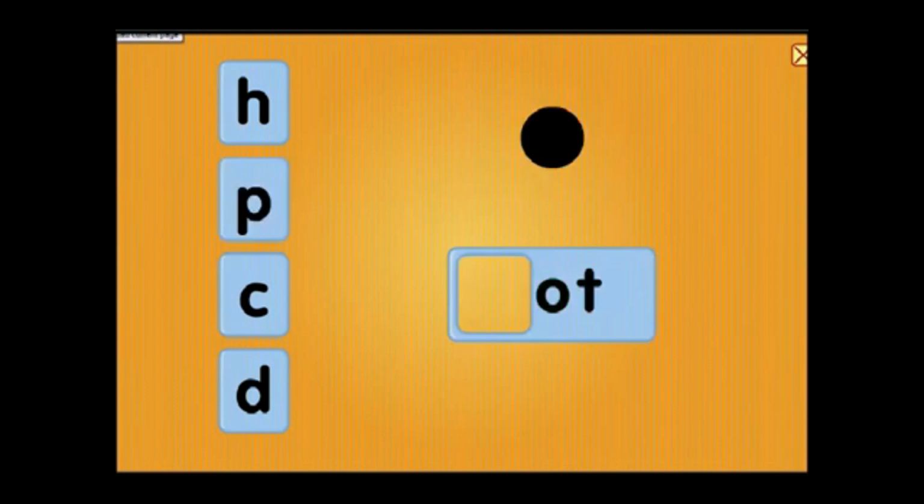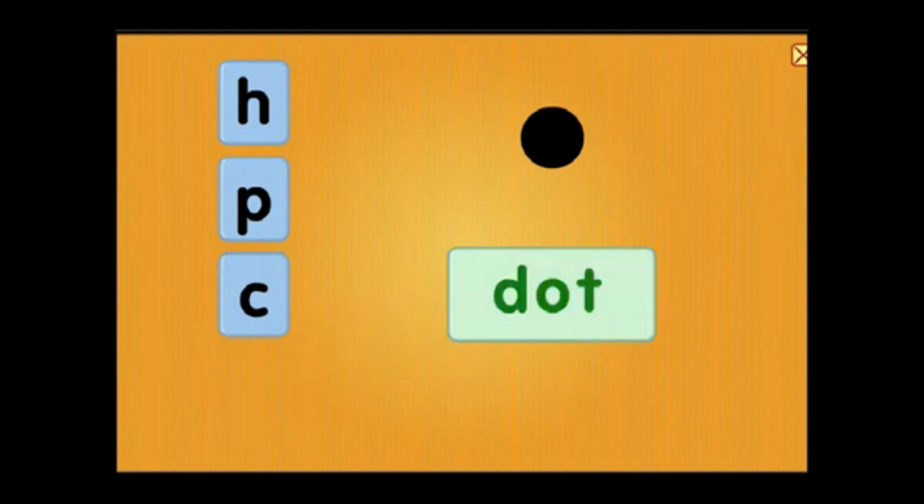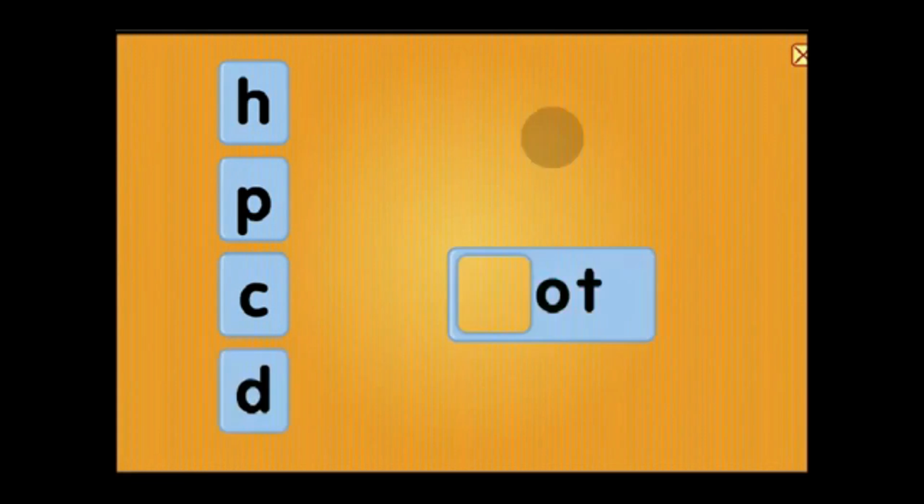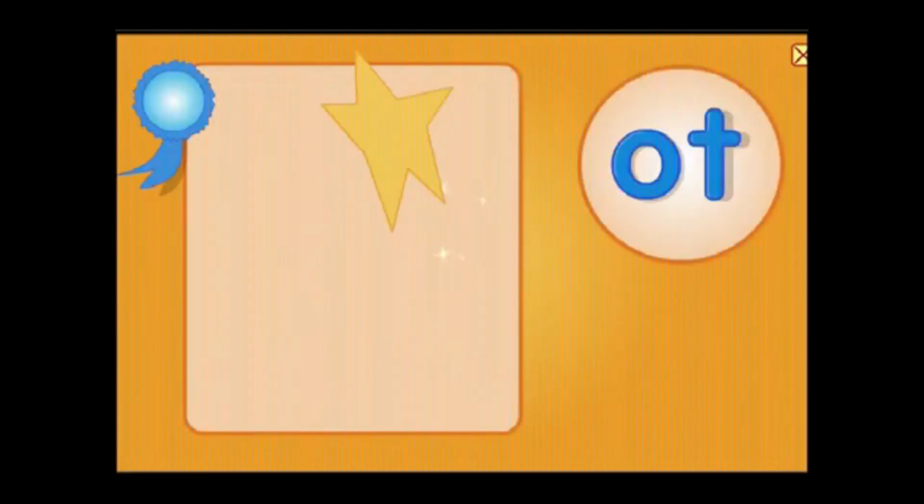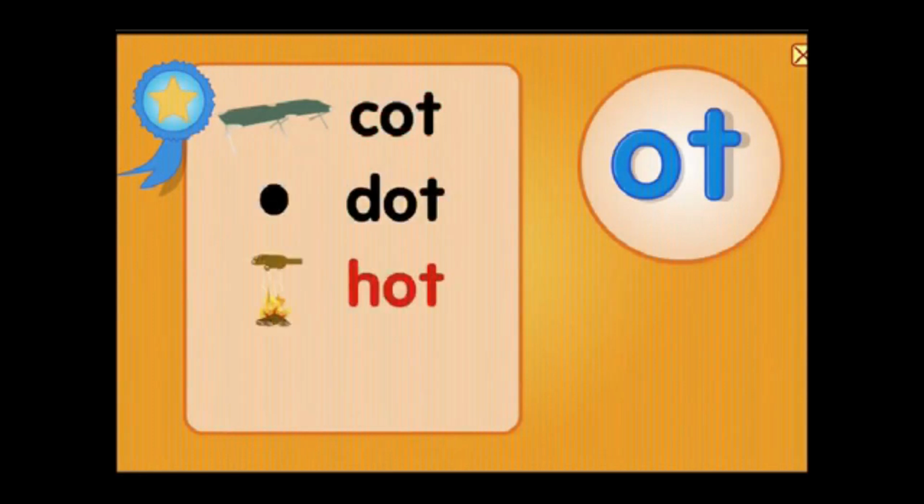Which letter makes the word dot? The letter H, P, C, or D? You decide. Ot. Dot. Fabulous. You know. Cot. Dot. Hot.